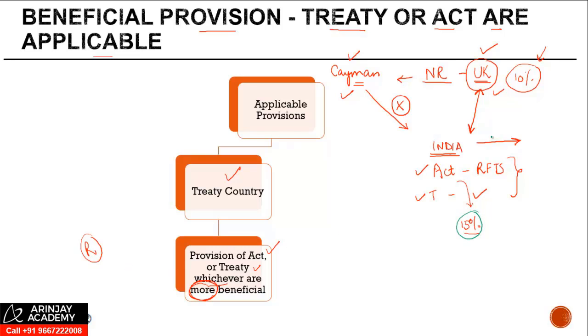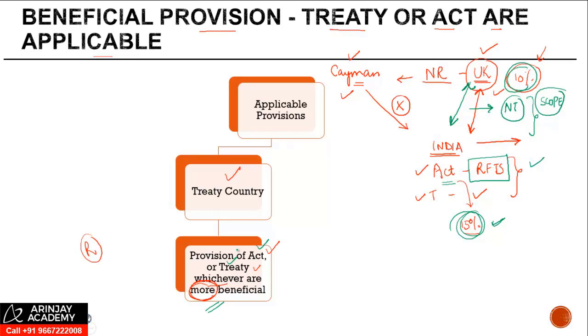The second way in which the treaty or the Act may be beneficial could be that the Act may actually provide that a particular form of payment is royalty or FTS and is therefore taxable in India. But the treaty between the two countries can provide that this payment is not taxable in India. So the benefit could not only be in the form of a reduced tax, but what is known as a reduced scope of tax, the scope of what is taxable and what is not taxable. So out of the Act or the treaty, whichever one is more beneficial is what is applicable.